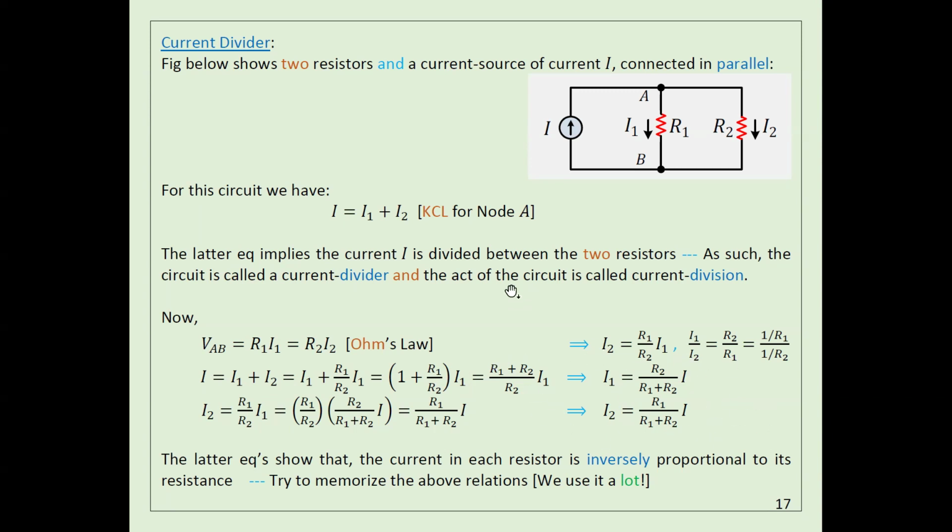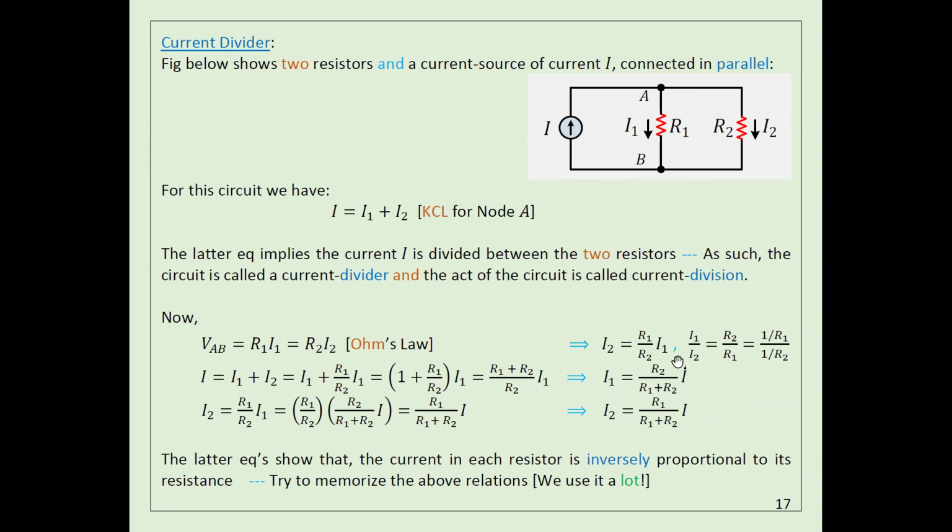So the conclusion is that you don't need to prove it. You can use it like a law. Once you find something like that, you can just use it. If you have a configuration like this one here, I can simply say I1 is equal to R2, the second R, divided by the summation of the two R's, times the total I.